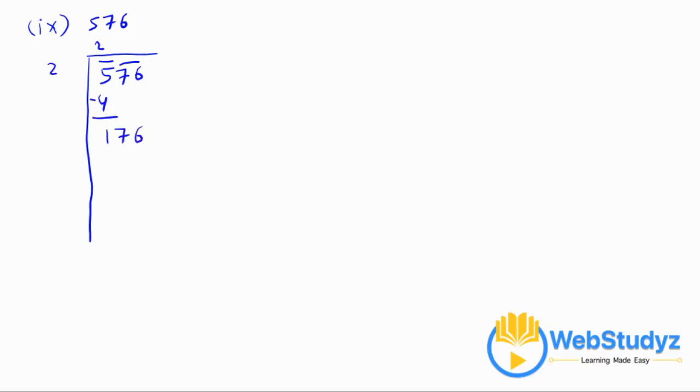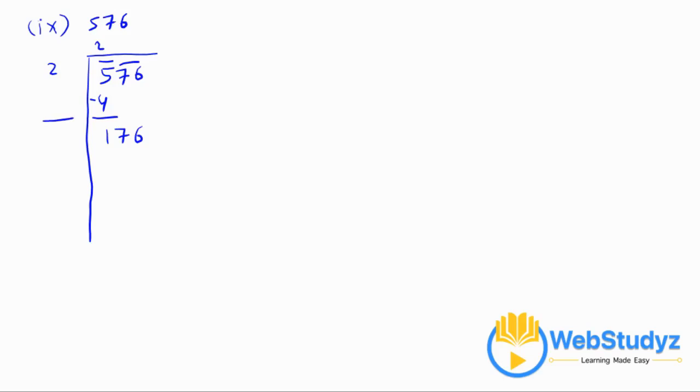So move on to the ninth, which is 576. So again pairing and applying the division method, we have 4, which is less than 5, and perfect square of 2 into 2. So we will get 176.